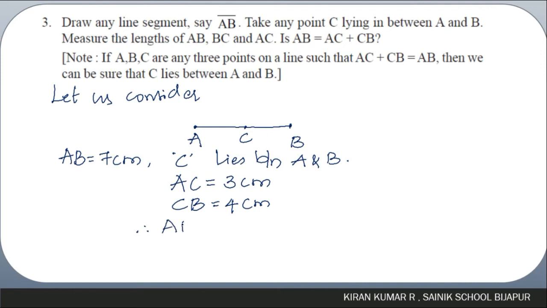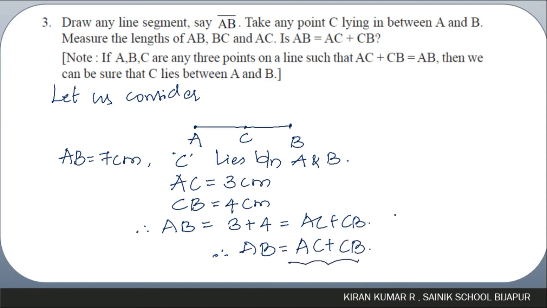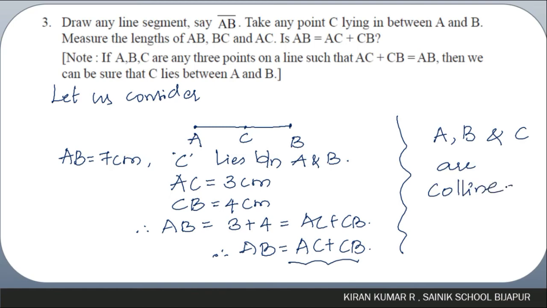Therefore, AB is 3 cm plus 4 cm, which is AC plus CB. Therefore, AB equal to AC plus CB. Here, A, B and C are collinear. We call the points as collinear if they are making a straight line.